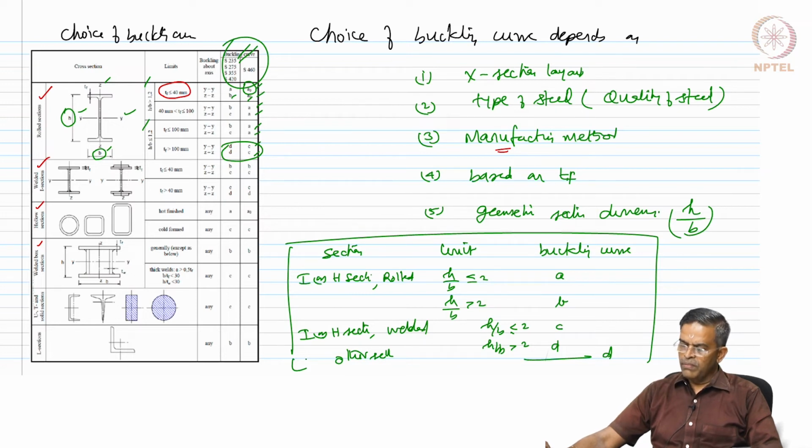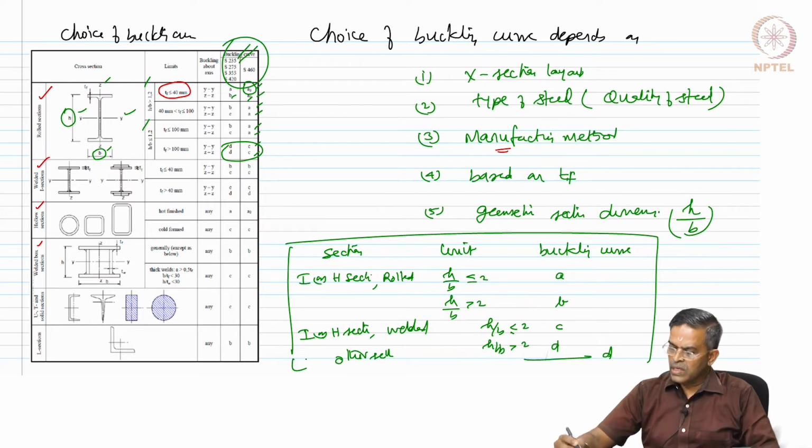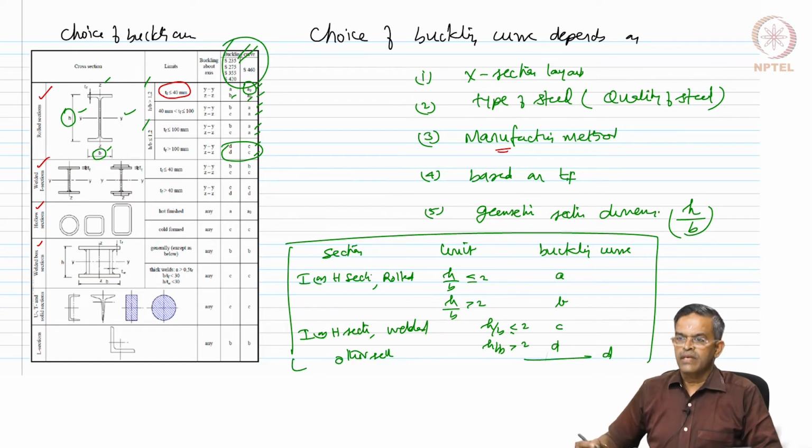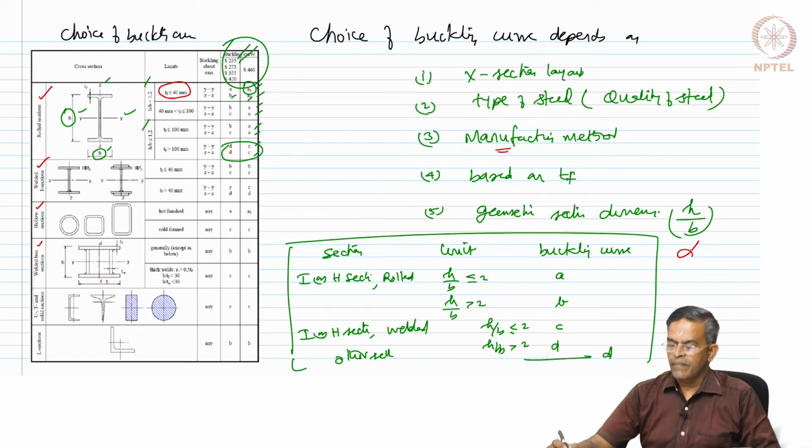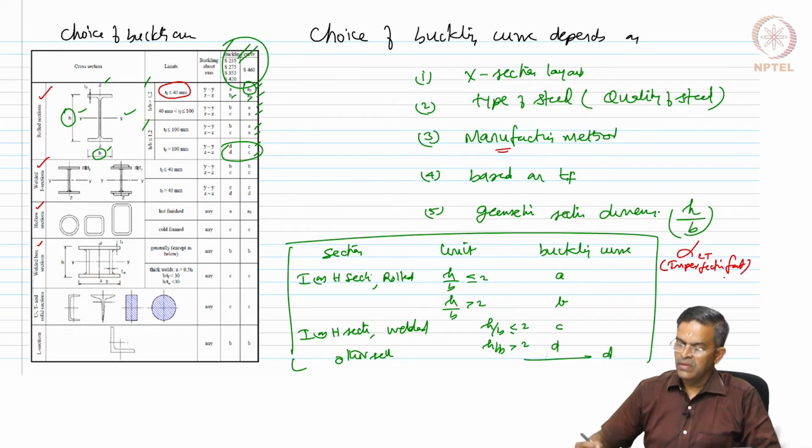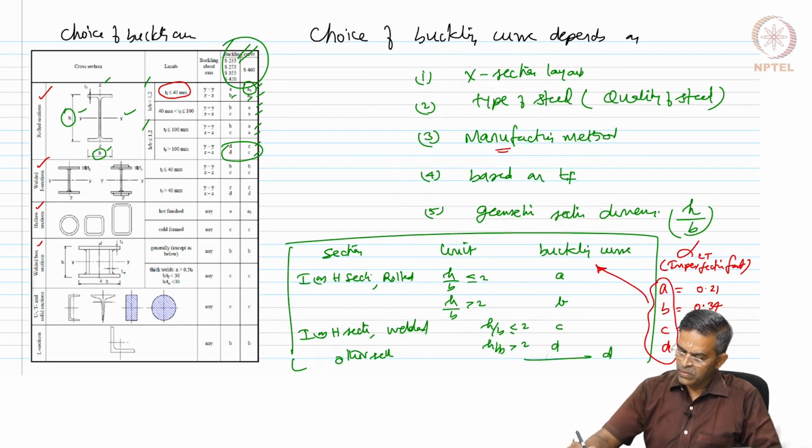Furthermore, for every buckling curve, one has also recommended the imperfection factor alpha LT, called imperfection factor. So, for A curve, this factor is 0.21. For using B buckling curve, it is 0.34. For C curve, it is 0.49, and for D curve, it is 0.76. These are all type of buckling curves. Okay.